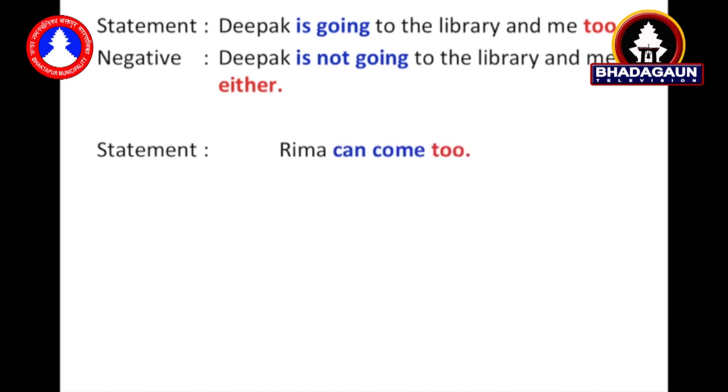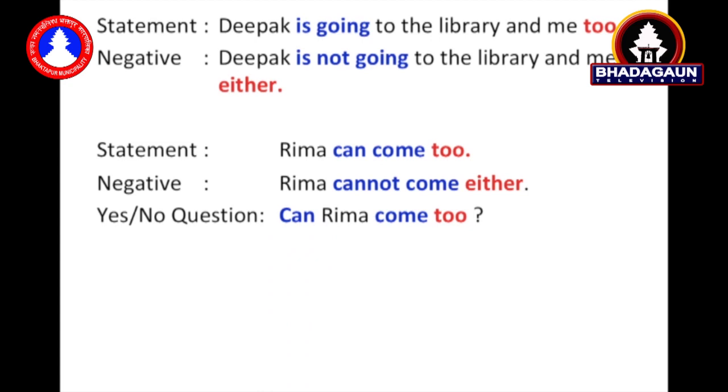And the next example again, the statement is Rima can come too. And its negative is Rima cannot come either. Not is added next to the auxiliary verb can and too is changed into either. And its question is again, can Rima come too? Too is not changed in the case of a yes-no question. And here again, the auxiliary verb can is used before the subject.